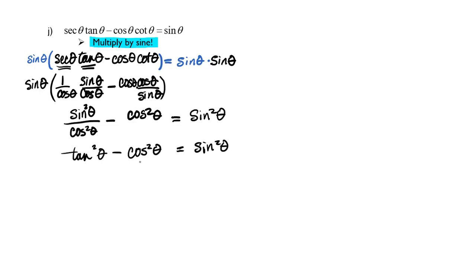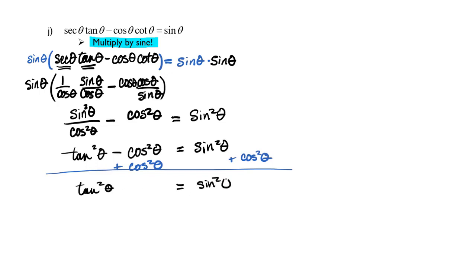And now I can add cosine squared theta to both sides. And I get tangent squared theta is equal to sine squared theta plus cosine squared theta. And at this point, you should recognize that the sine squared theta plus cosine squared theta is another Pythagorean identity equal to 1. That gives me tangent squared theta is equal to 1, and I can take the square root of both sides.